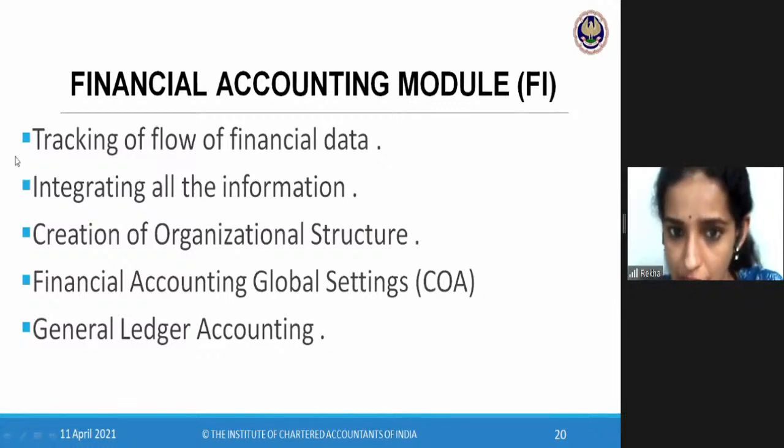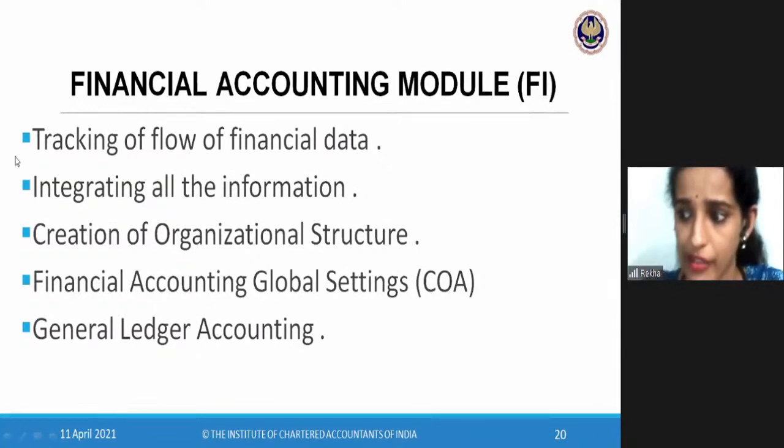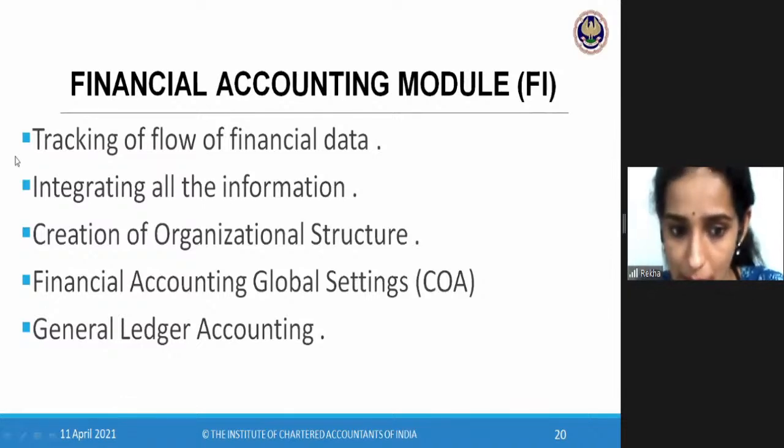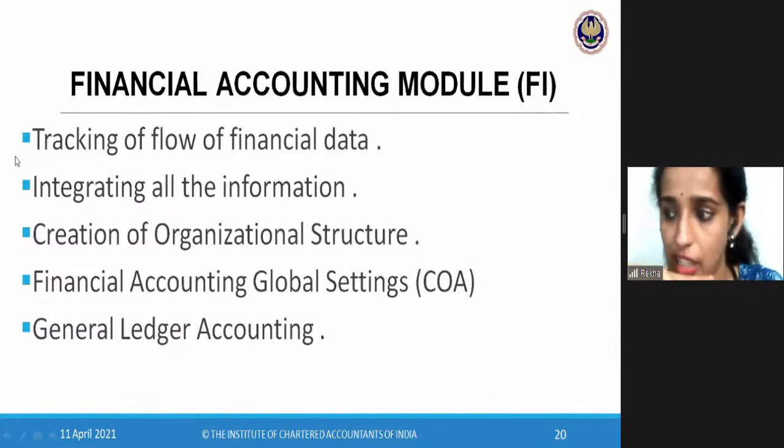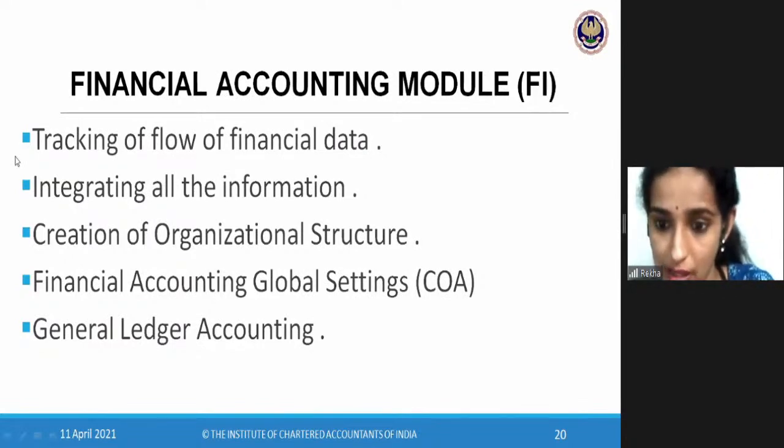Okay, under the financial, COA is your chart of accounts. Creation of chart of accounts actually comes under your general ledger, not under your financial global settings. I think that's by mistake. It comes under your general ledger accounting: chart of accounts, your account groups, your account heads and all those come under your general ledger accounting. It's not under your financial global settings.